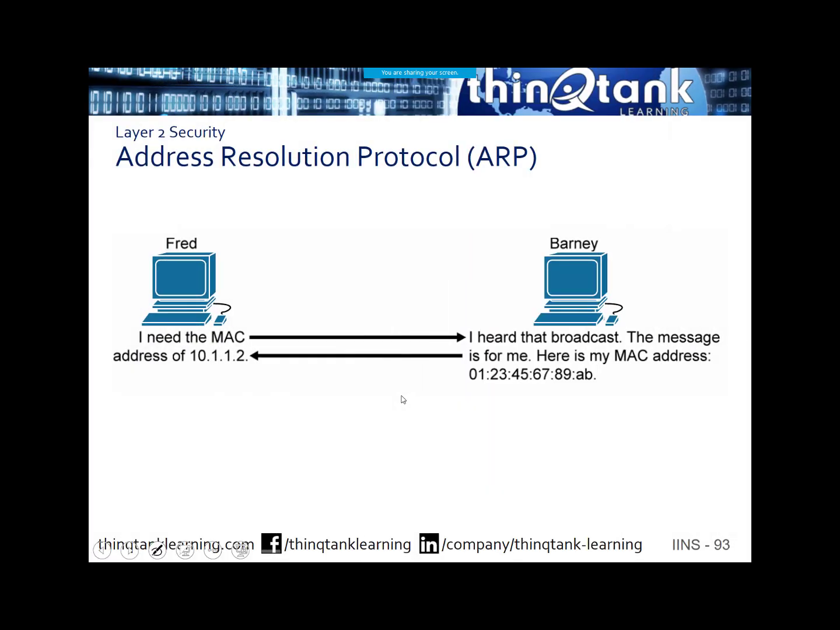Another protocol that's highly susceptible to attack is ARP, the Address Resolution Protocol. Basically, you've got a client here, Fred, who wants to talk to Barney. Fred says, well, before I can talk to Barney, I need to know Barney's MAC address. So it sends out an ARP request. ARP requests are basically their own layer 3 packet.